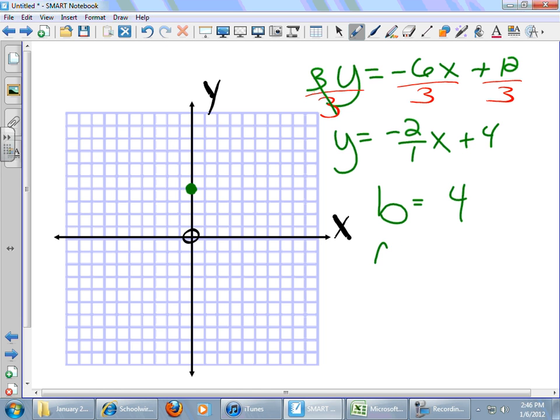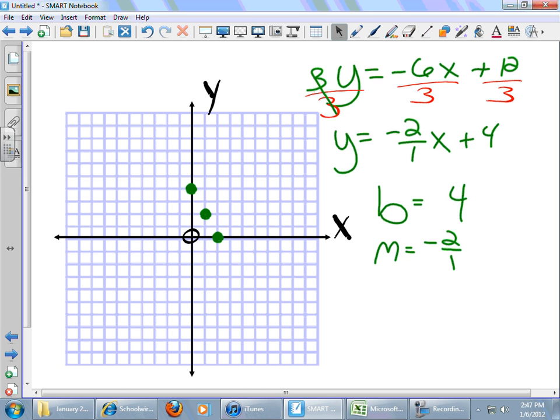M is negative 2 over 1. From that point, I go down 2, right 1, down 2, right 1. From the next point, down 2, right 1. And I'm ready to draw the line.